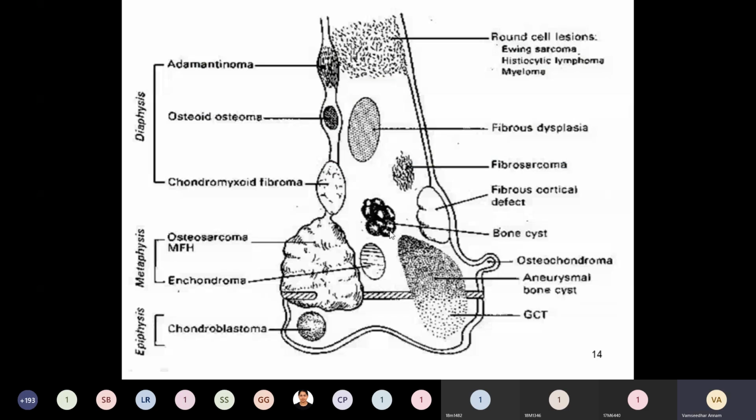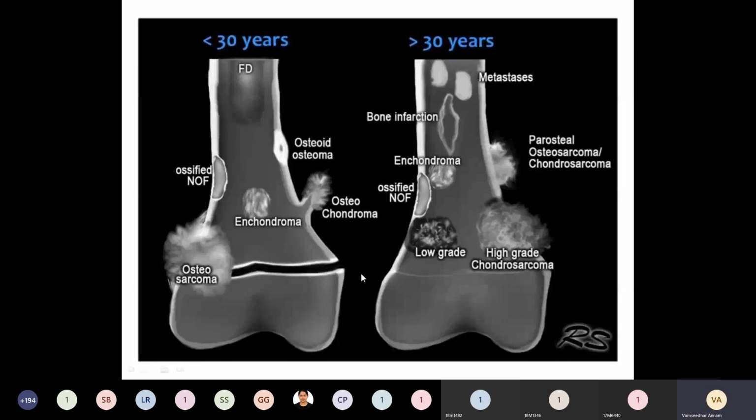Here you can see from the epiphysis, the tumor which arises is chondroblastoma. From the metaphysis, osteosarcoma and chondromas. From the diaphysis, adamantinoma, osteoid osteoma, and chondromyxoid fibroma. The round cell lesions all arise from the diaphysis, that's Ewing sarcoma. Giant cell tumor arises from the epiphysis. Aneurysmal bone cyst and fibrous cortical defect all arise from the metaphysis. In those less than 30 years, the most common tumors are osteosarcomas, osteochondroma, enchondroma, osteoid osteoma, and fibrous dysplasia. Whereas in the more than 30 years age group, metastasis is more common, and chondrosarcomas, again osteosarcoma variants, enchondroma, bone infarction.